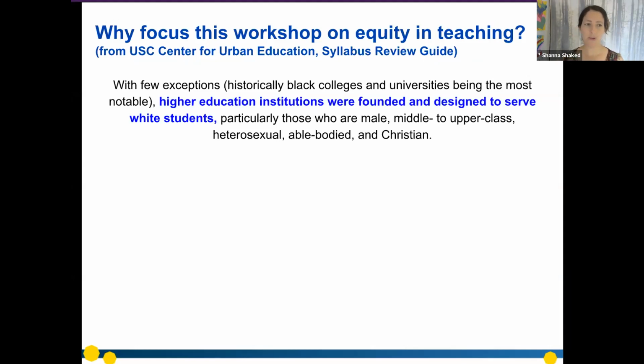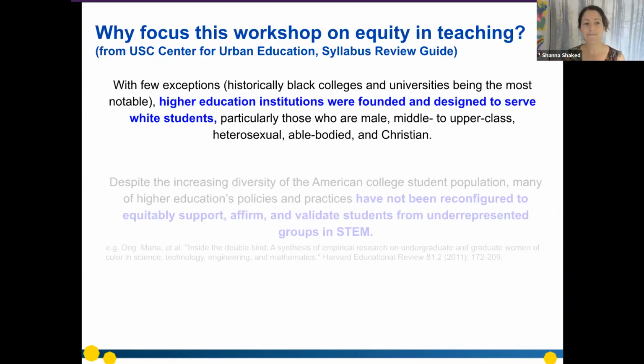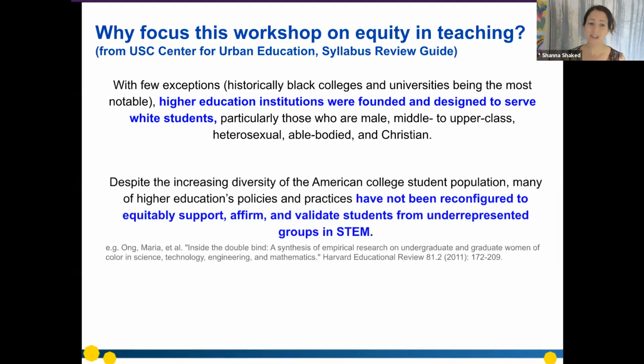Well, this comes from the USC Center for Urban Education, their syllabus review guide that we'll be referring to, that with few exceptions, historically Black colleges and universities being the most notable, higher education institutions were founded and designed to serve the people who were able to attend them back then, which were white students who were particularly male, middle to upper class, heterosexual, able-bodied, and Christian. And despite the increasing diversity of the American college student population, many of our policies and practices in higher ed haven't yet been reconfigured to equitably support, affirm, and validate students from underrepresented groups in STEM.